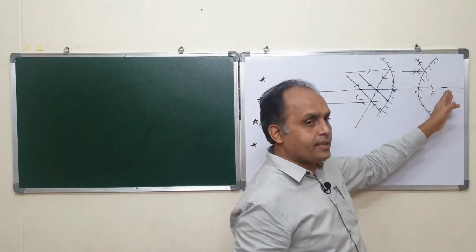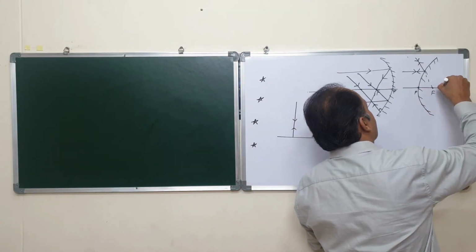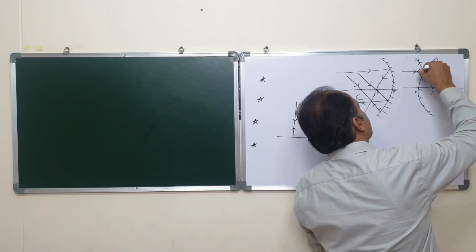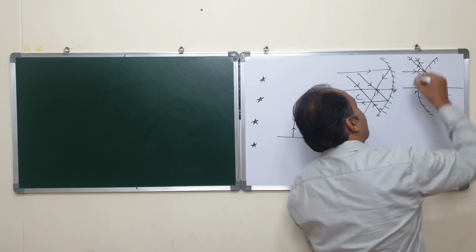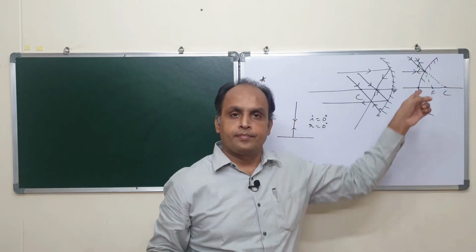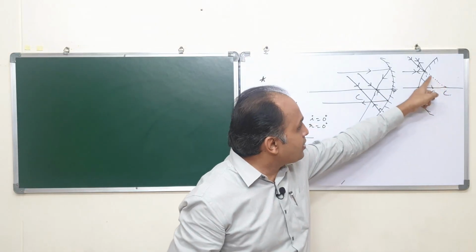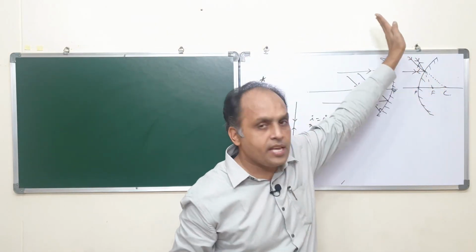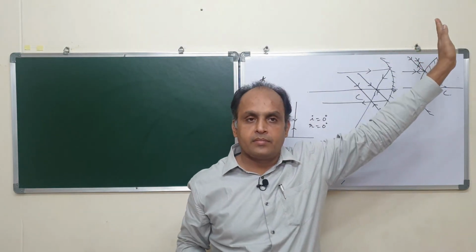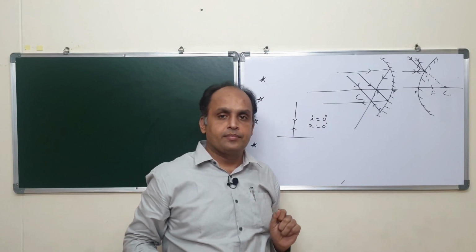Similarly over here, any ray of light which is appearing to come from the center of curvature, if it is coming like this, it goes back like that. That's the situation there. If it is coming like that, it goes back in the same path. The reason being the same: striking the mirror at an angle of 90 degrees.